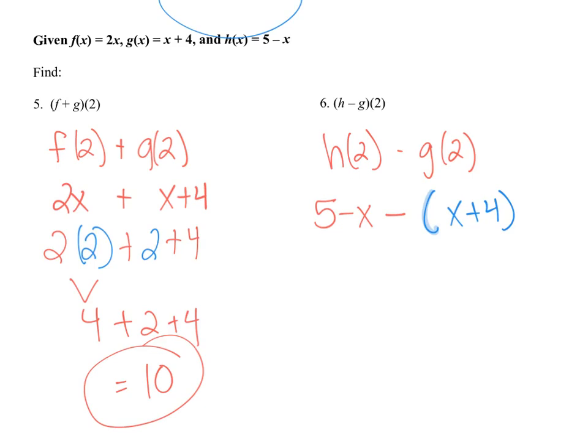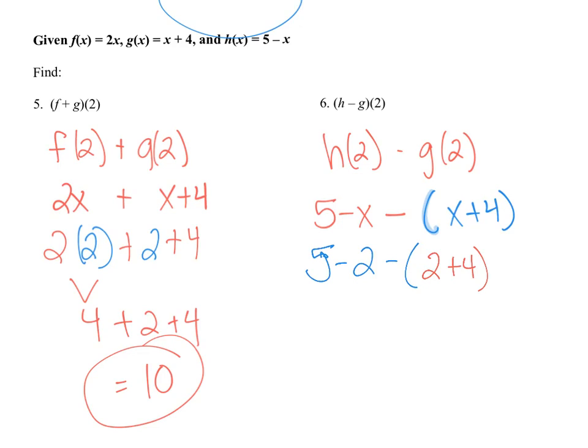Now, remember, when we have a subtraction here, we have to distribute this subtraction sign. Okay? It has to be distributed. Now, there's two ways you can do this. You can either distribute now, and that be your next step, or you can plug in first and then distribute. I personally think plugging in first and then distributing is easier. So what am I going to plug in for x? Thank you, 2. So I have 5 minus 2 minus 2 plus 4.